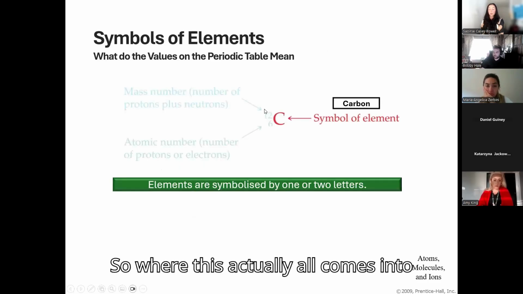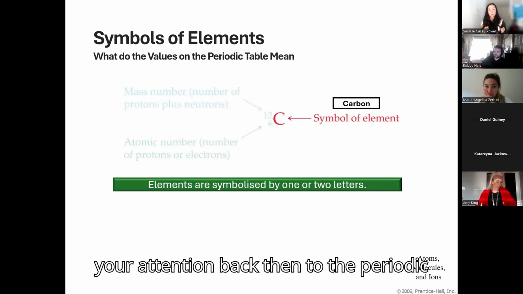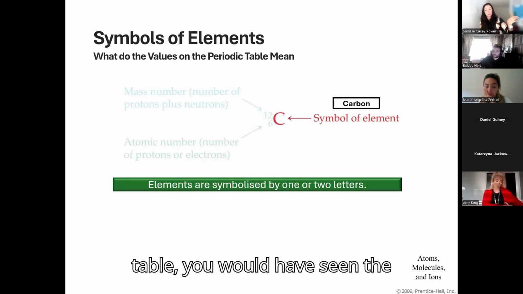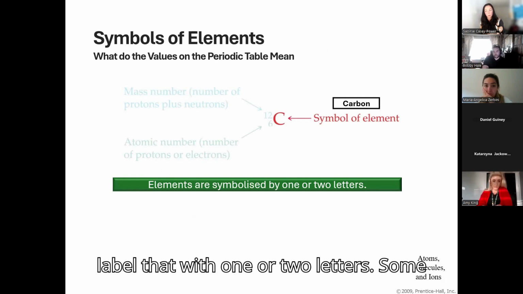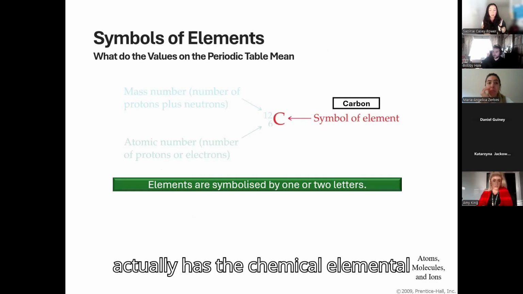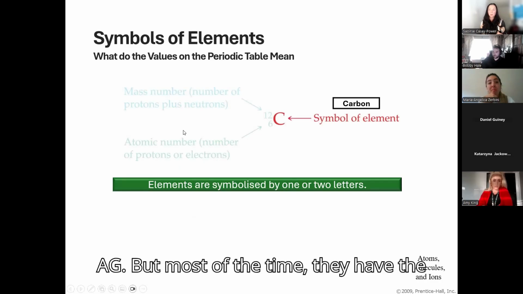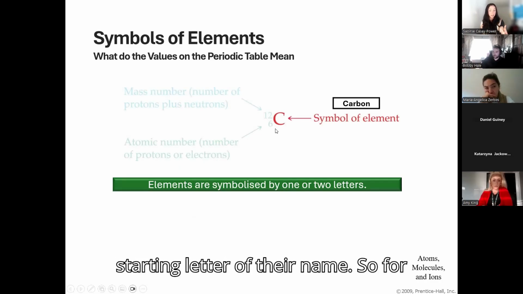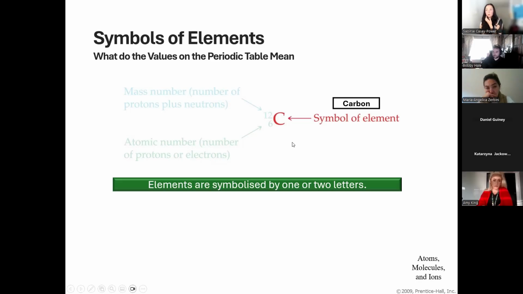Where this all comes into effect is if I revert your attention back to the periodic table. You would have seen the element itself, which we normally label with 1 or 2 letters. Some are different. For example, gold has the chemical symbol Au, whereas silver has Ag, but most of the time they have the starting letter of their name. For example, carbon is just a capital C.